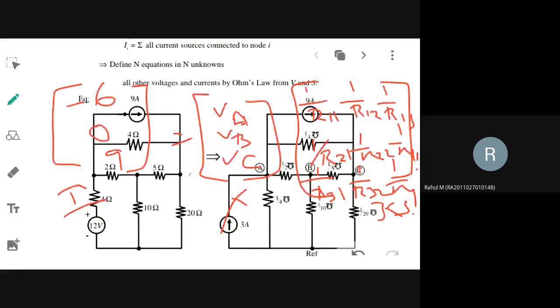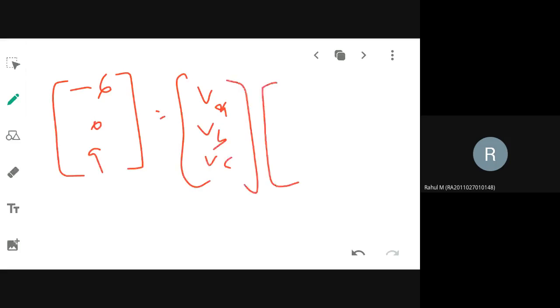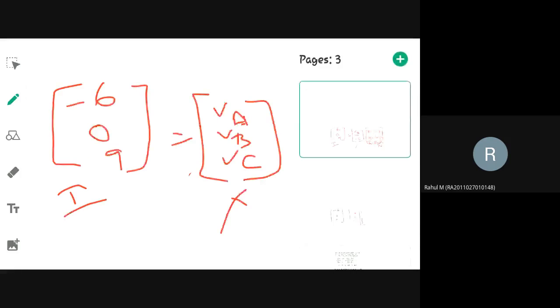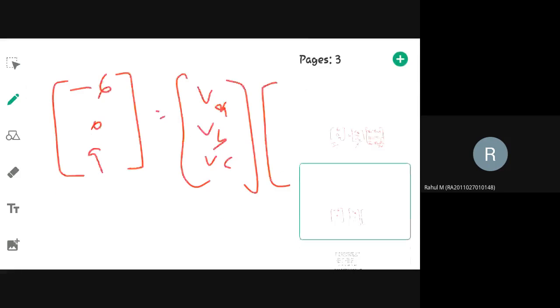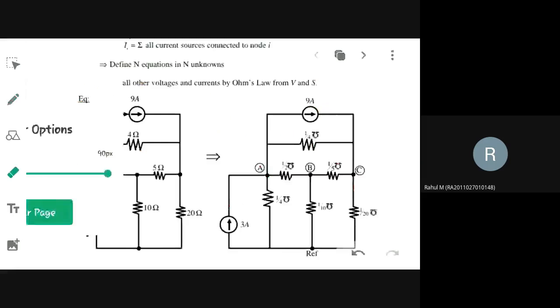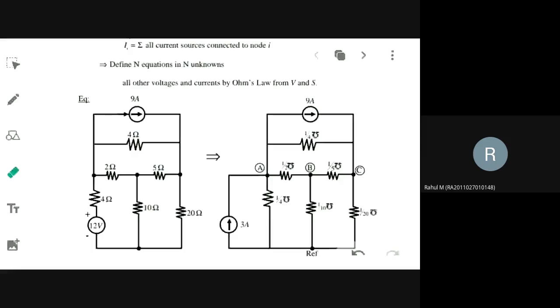So what is the matrix? Tell me, shall I rub it? Yes, ma'am. Use a different page. Minus 6, 0, 9 equals the matrix multiplied by VA, VB, VC. Okay, tell me, what is 1 by R11?